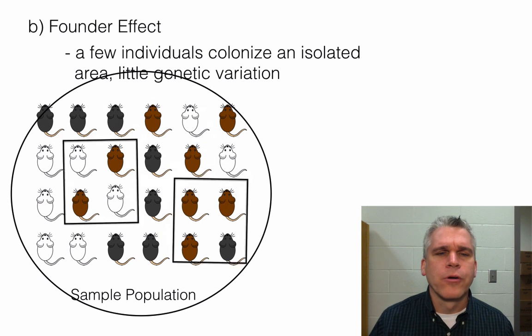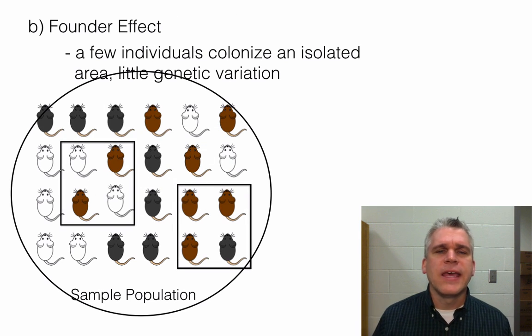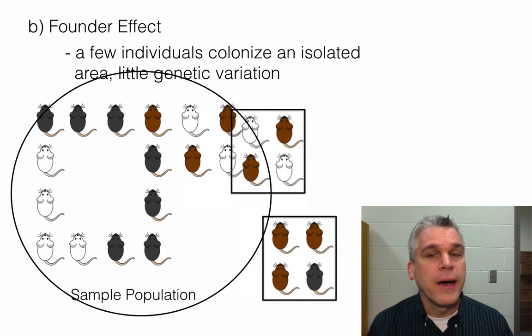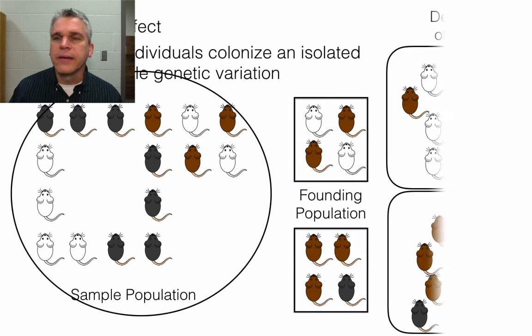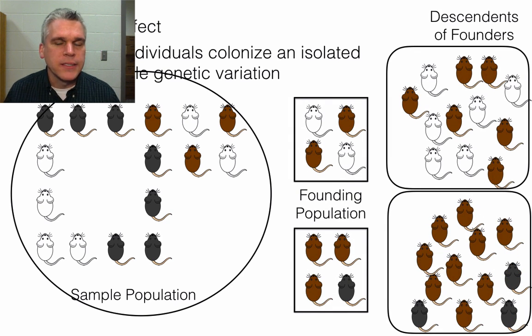Let's take a couple small groups of this. And somehow they get isolated. This is the founding population. And then over time, their descendants populate that area. So you can see in one area, we have only brown and white mice. In another area, there might only be brown and black mice. So the allele frequencies have changed in those two areas. It's different from the original sample population. Which individuals get separated has nothing to do with what traits they have that will allow them to survive. It's totally by chance how they get separated.